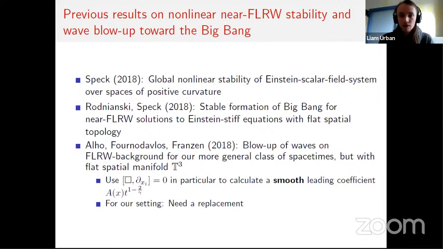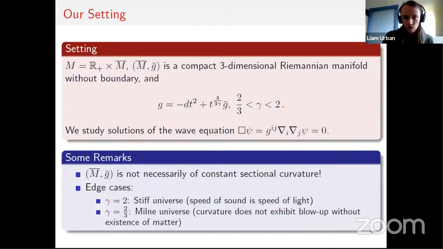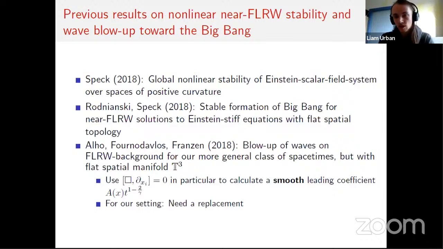Then in the same year, Franzen et al. looked at what is basically our setting. So again, the expansion rate t to the power 4/3 gamma, excluding the stiff case and excluding the Milne universe, and then looked at the blow-up of waves within the flat FLRW spacetimes as the specific restriction, whilst we then look at the more general class. And they proved a general blow-up result, which, roughly sketched and along similar veins, is what we then managed to prove in more generality.